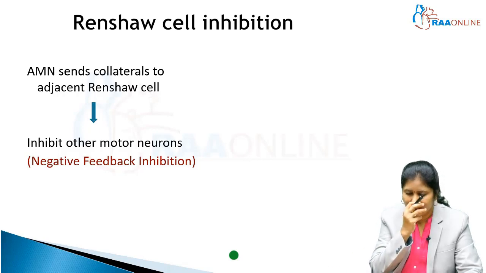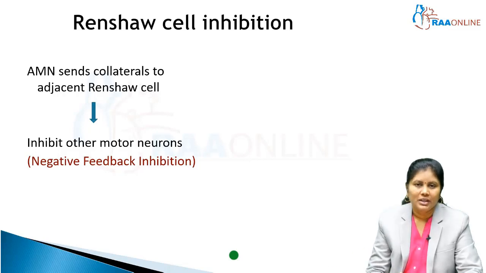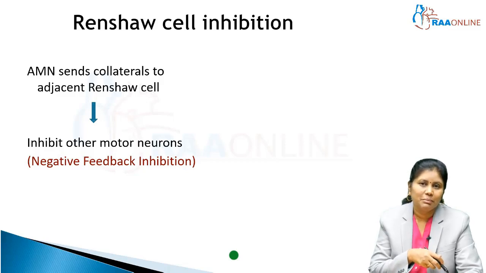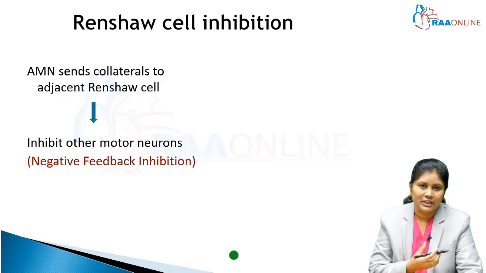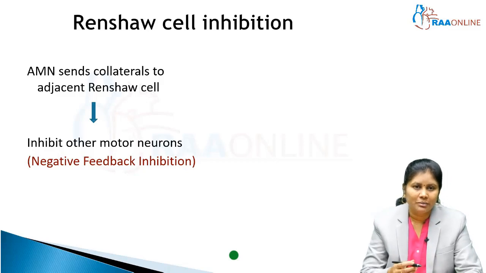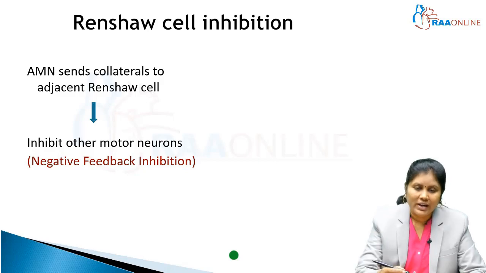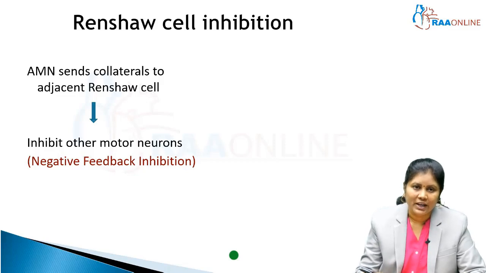There is something called Renshaw cell inhibition. This involves the alpha motor neuron which is present in the anterior gray horn. Its fiber is the peripheral nerve which directly innervates the muscle fiber and causes contraction. Whenever the alpha motor neuron is stimulated, it causes muscle contraction. But at the same time, while it goes as a peripheral nerve axon, it also gives a collateral branch, and that branch ends in another interneuron.